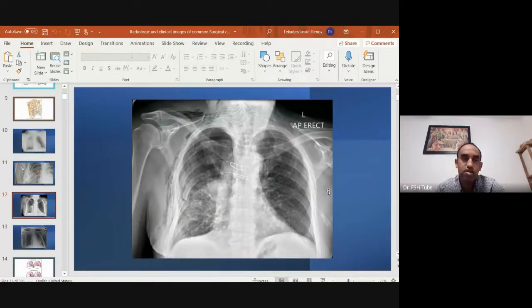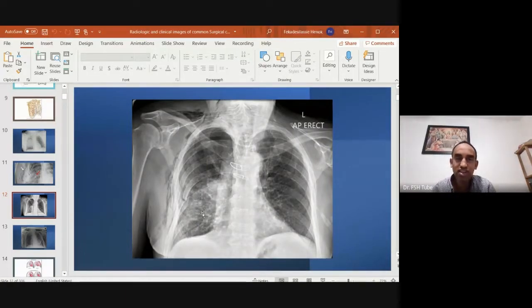What about this one? Now, if you notice something, I will give you extra credit. And most probably that person is interested in thoracic or cardiothoracic surgery. I'm giving you a hint. So what do you see in this x-ray? Straightforward. I'm showing you something.